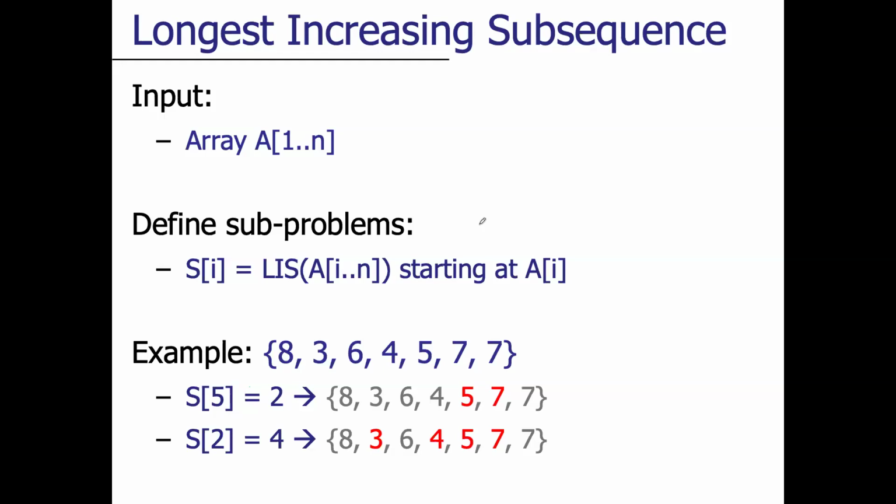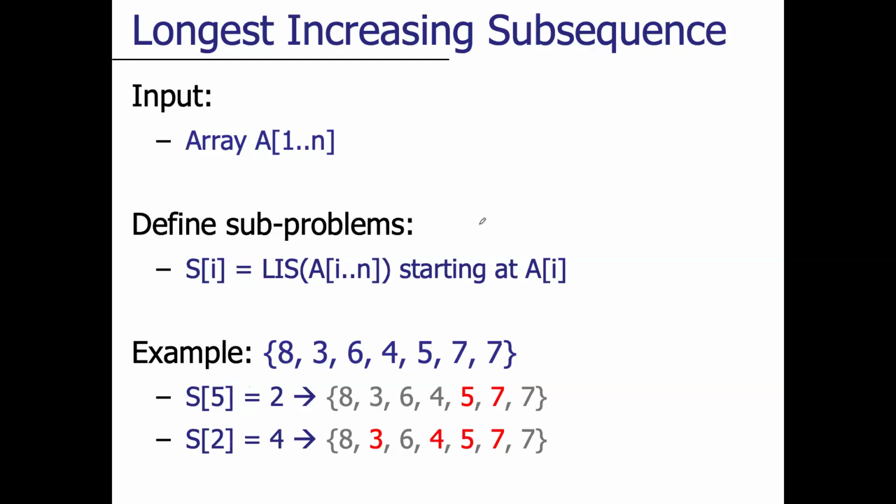It will be very crucial to define the subproblems, right? In these cases, we can define the subproblem Si to be the longest increasing subsequence from index I to n. We are calculating the longest path starting at index I, right?